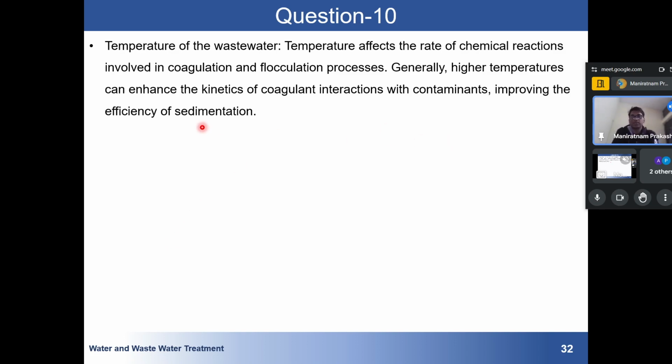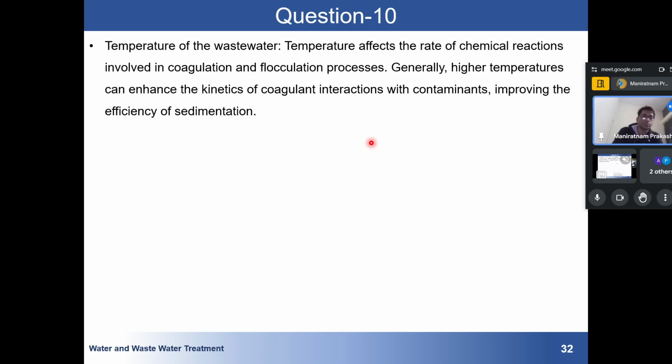The temperature of the wastewater, again this is thermodynamics. For any reaction to move forward, there should be some thermodynamics involved in it. First of all, read this. The temperature affects the rate of chemical reactions involved in the coagulation and flocculation process. Generally, higher temperature can enhance the kinetics of coagulant interaction with the contaminant and improve the efficiency of sedimentation.